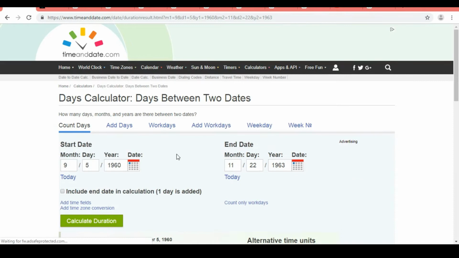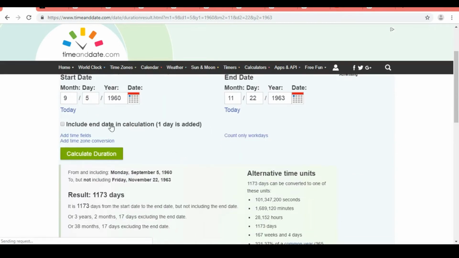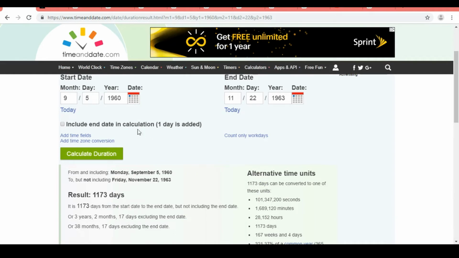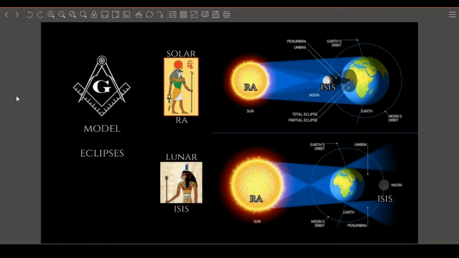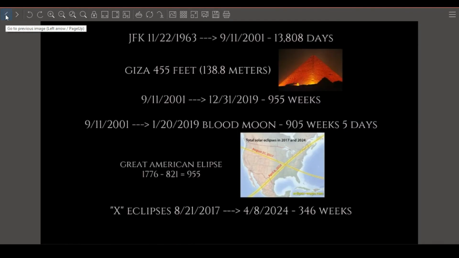So if we look at this date span here, I guess it's a time between dates actually, from the last lunar eclipse before the assassination, it was 3 years, 2 months, and 17 days. And if we look at this number, 3217, it's the 455th prime number, which is a reference to the height of the Great Pyramid of Giza, which is 455 feet, and which can also be expressed as 138.8 meters.